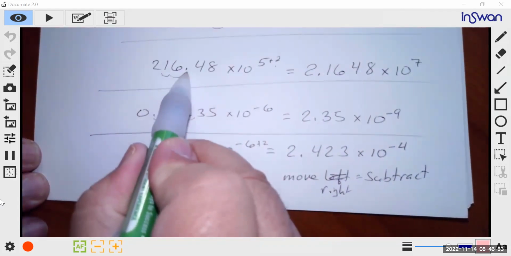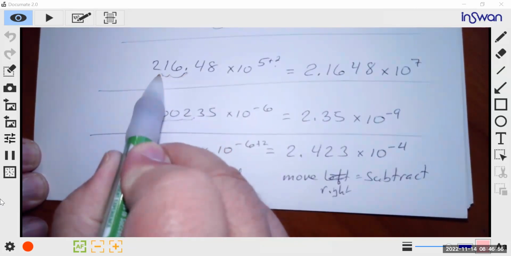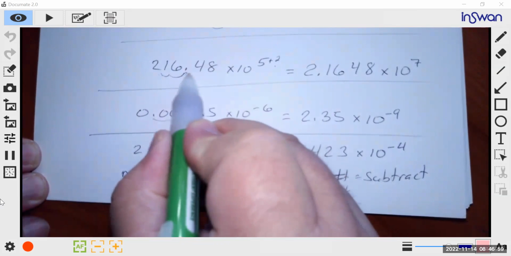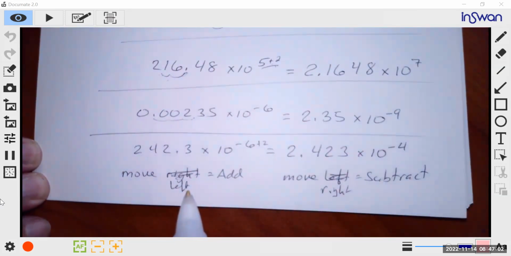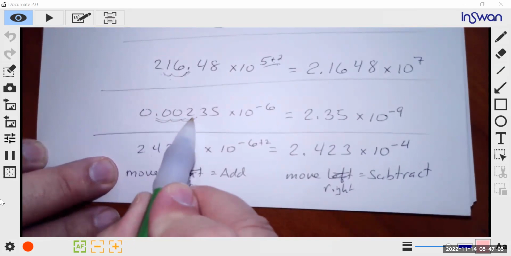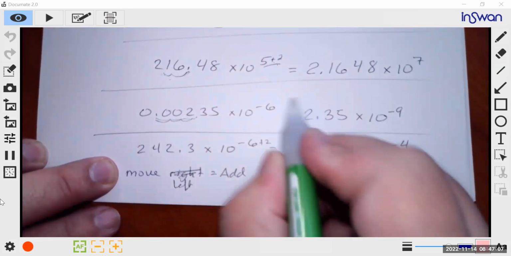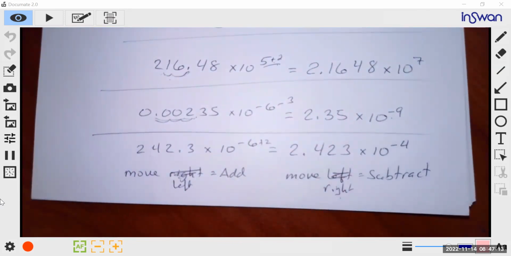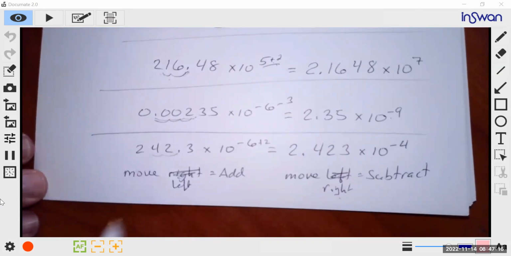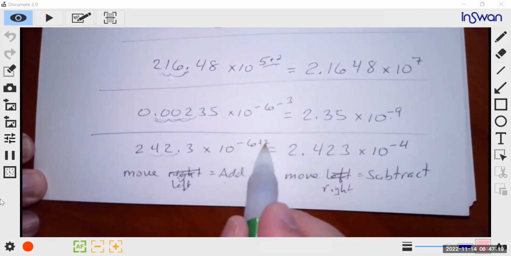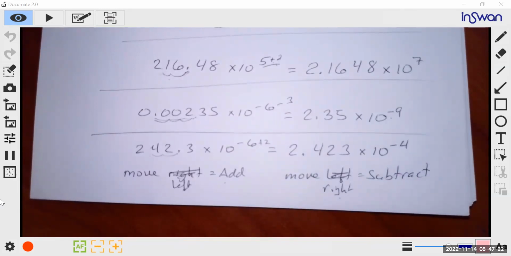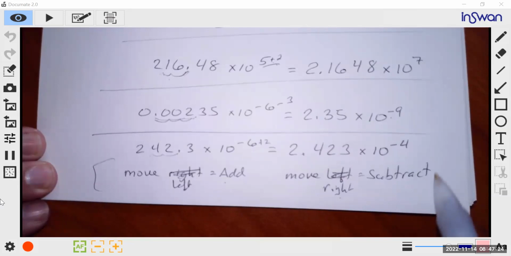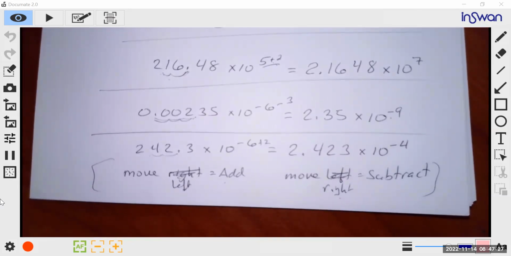But here's the case. Here's the decimal place. I moved it 2 spaces to the left. Since I moved it to the left, I add those 2 spaces to the exponent. This one, I have to move it to the right 3 spaces. If I move to the right, I subtract. So -6 minus 3 is -9. This one here, I had to move it 2 to the left, so I add 2 spaces. -6 plus 2 is -4. So in scientific notation, if you move it to the left, you add how many spaces you moved to the exponent. If you move it to the right, you subtract from the exponent.